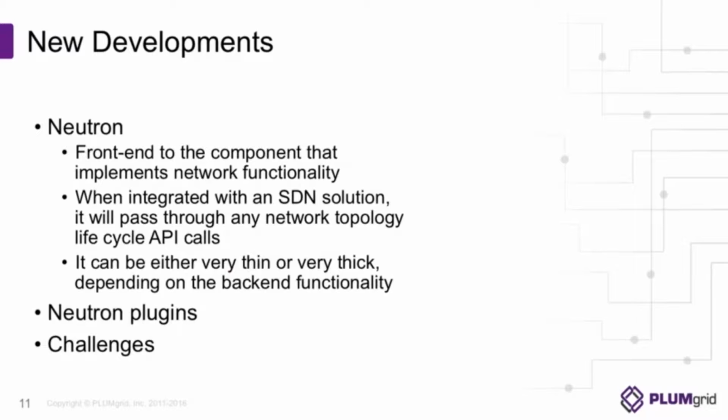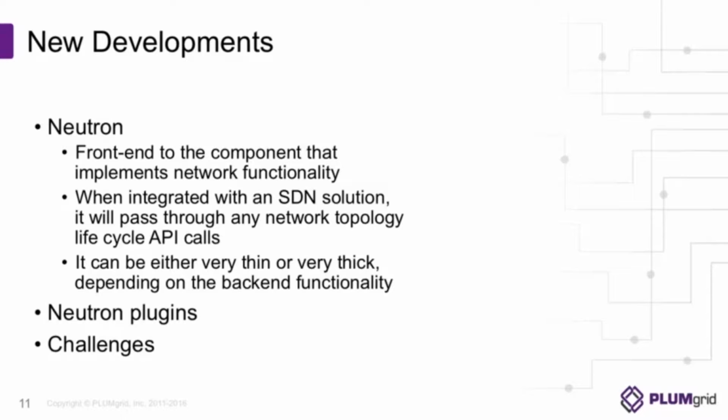As I said, it's a front end to the back end that implements your network functionality. And one great thing about Neutron is that when you integrate it with an SDN solution, it will pass through any API calls that have to do with the lifecycle of your network topology to your SDN.